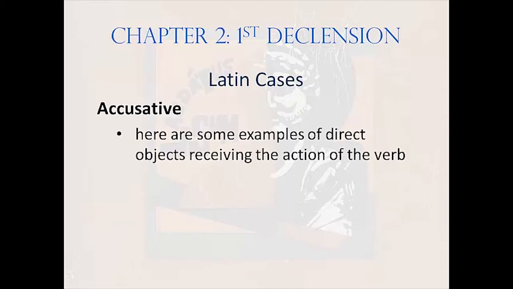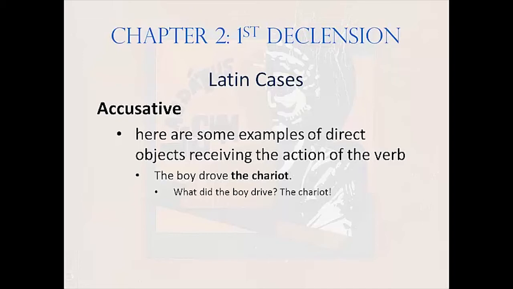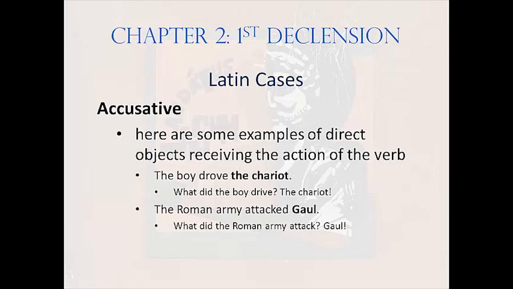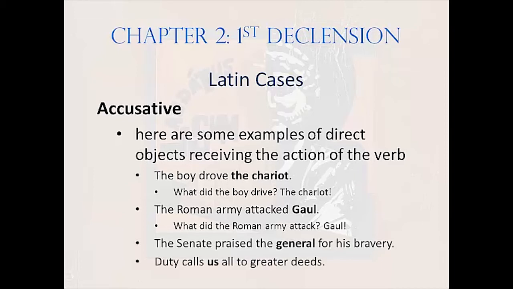Here are some examples of direct objects receiving the action of the verb. The boy drove the chariot. What did the boy drive? The chariot. Chariot receives the action of the verb drive, and is the direct object of the sentence. The Roman army attacked Gaul. What did the Roman army attack? Gaul. Gaul receives the action of the verb attack. The Senate praised the general for his bravery. General is the direct object because it receives the action of praising. Duty calls us all to greater deeds. Us is the direct object of call because it receives its action.